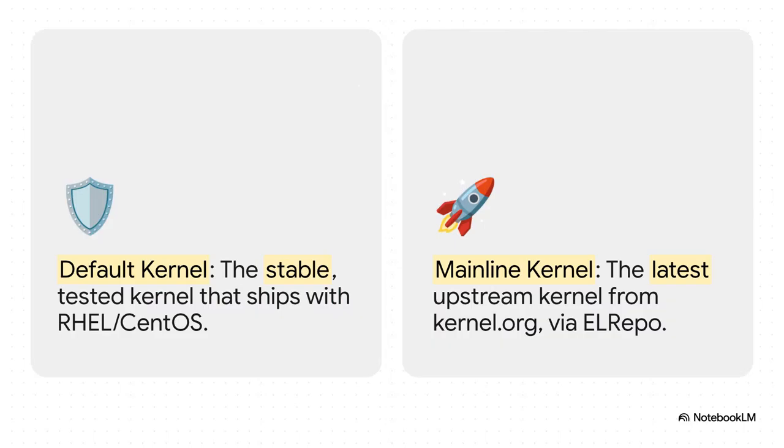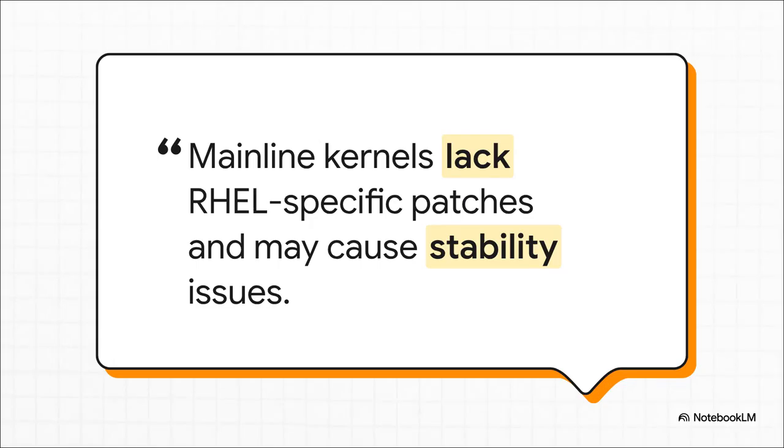Okay, let's break this down. Your default RHEL kernel, think of that like your trusty old pickup truck. It's reliable, it's been tested for years, it just works. The mainline kernel, on the other hand, is like a brand new concept race car. It's got all the latest tech, it's super fast, straight from the developers, but it hasn't really been proven for long-term daily driving.